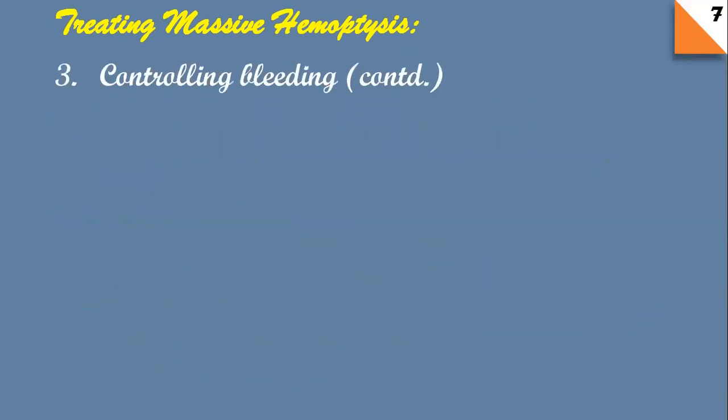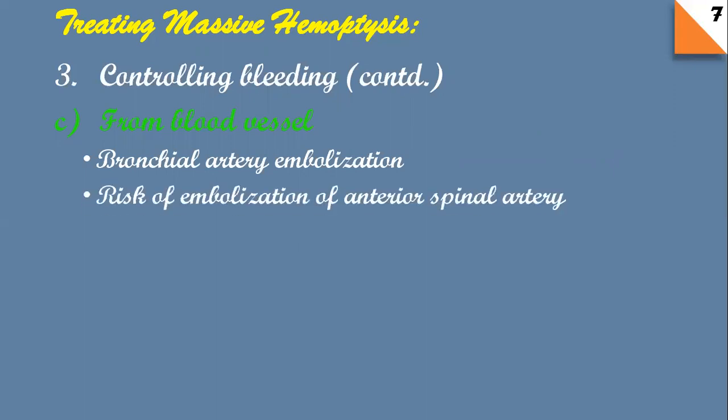After that, we could control the bleeding not only through the airways, but also from the blood vessel pathway. So how we do it is through the blood vessel pathway, we can insert a catheter, and through the catheter, we can perform bronchial artery embolization. And here we have a risk of the embolization of the anterior spinal artery. This anterior spinal artery supplies the spinal cord. So we might have a risk of various neurological signs and symptoms there, but the risk is quite slim. So it is also a common way of controlling bleeding.